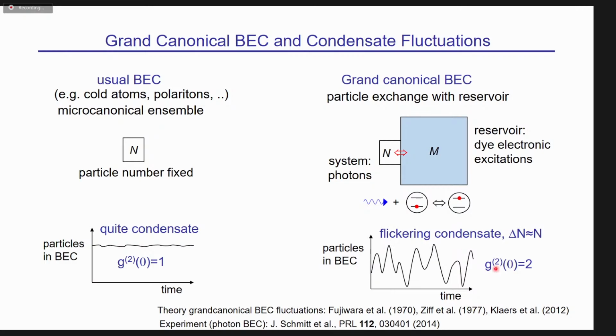So the g2 at zero time delay is not 1 anymore, but rather 2 in the condensed state. So the same in the condensed state as in the thermal state. From the theory side, this is old stuff. But with photon condensates, one could see this experimentally in 2014 for the first time, in the thesis of Julian Schmidt in our lab.